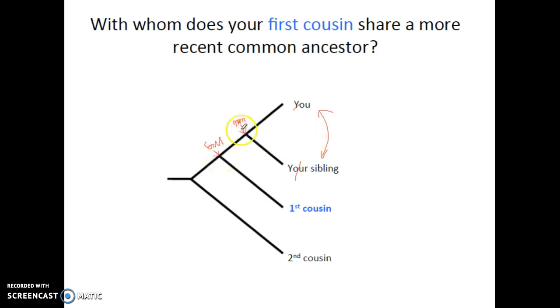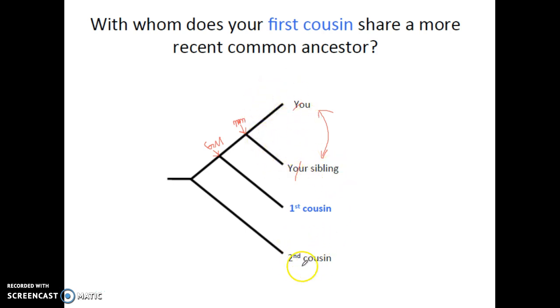So if you compare mom and grandma, you and your sibling share the same mom. You and your sibling also share the same grandma, but you and your sibling share a most recent common ancestor, which is mom. And you and your sibling with your first cousin also share the same grandma. The same thing, if you were to switch you and your sibling around, you and your sibling and your first cousin still share the same grandma, so it doesn't matter how this branch gets rotated.